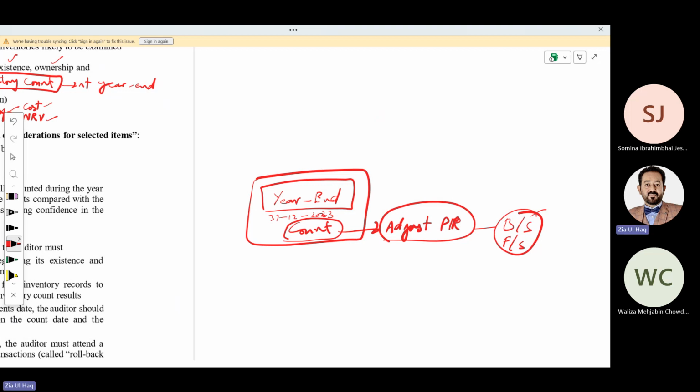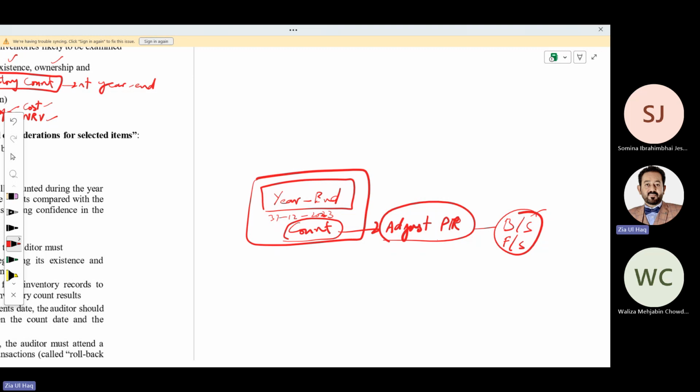Sometimes the client requests that 31st December is their Christmas week, because to count the inventory you need to spare your staff for counting. During the count, you need to close the warehouse. Suppose 31st December is their Christmas busy week, especially for a grocery store company, so they might request us: please, we can perform the count either 2 weeks before year end or after year end.